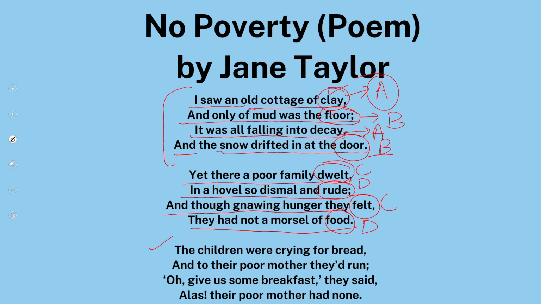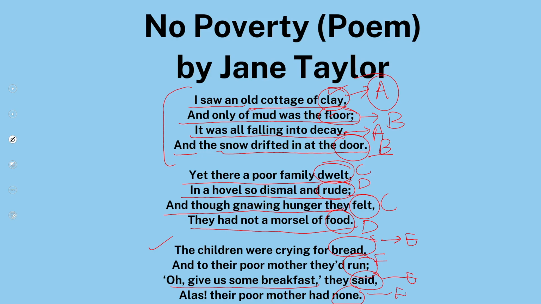The children were crying for bread, and to their poor mother they'd run. Oh, give us some breakfast, they said. Alas, their poor mother had none. Okay, let's see. Now we are at A, B, C, D. And now, let's see. Food, bread, they are different, right? So we will name it E. We will name this one also E because bread and said are rhyming. Run and none. We will call it F.